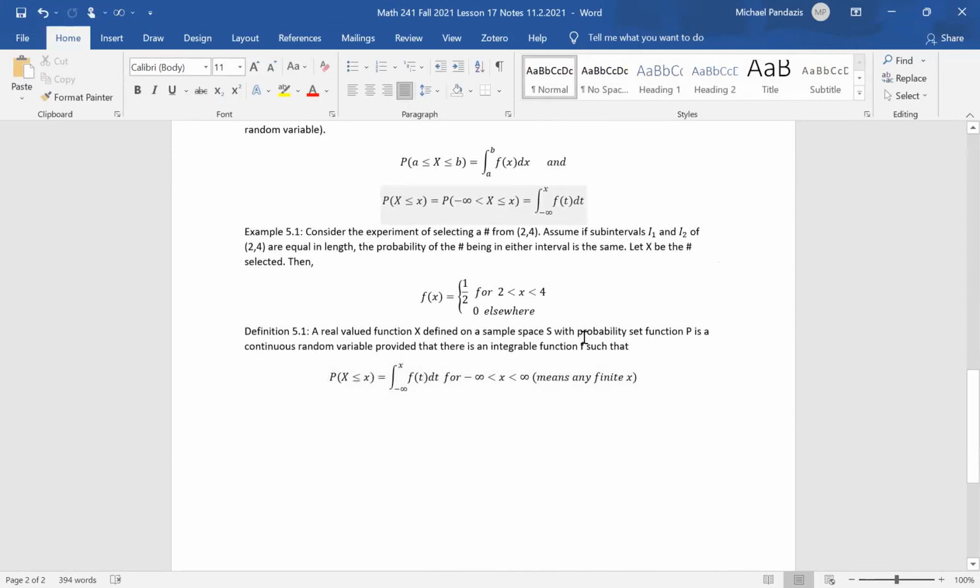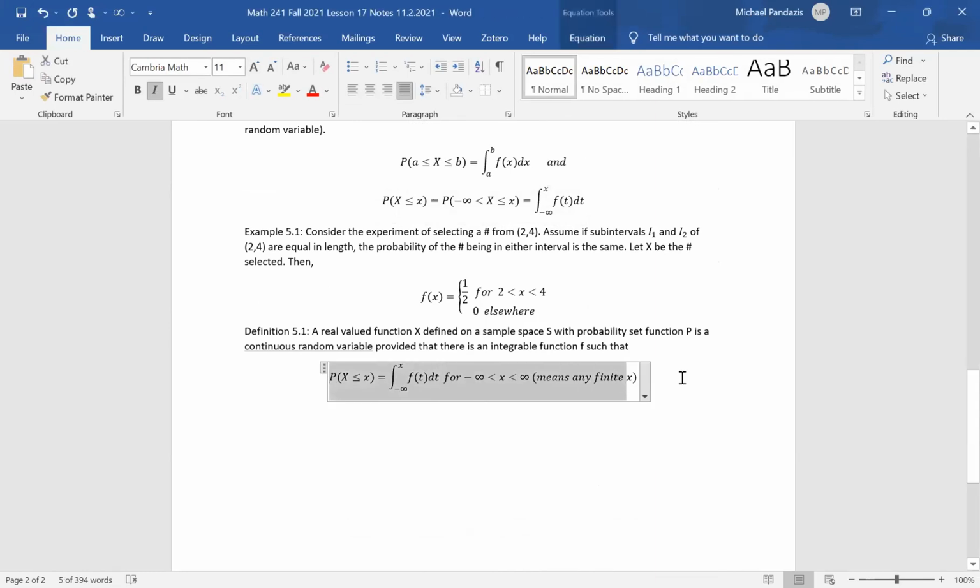Okay, so this is the definition of a continuous random variable. It's a random variable in which there exists an integrable function f, in which you have this happen, that the probability of capital X being at most a certain value can be expressed as this integral.